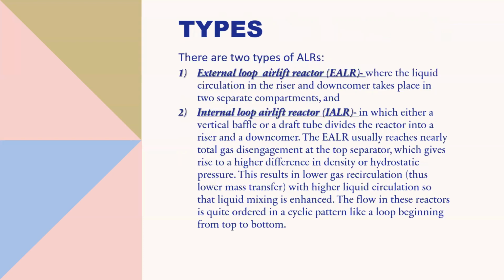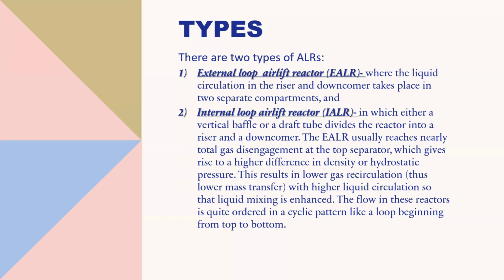There are two types of the airlift reactors. 1. External loop airlift reactor. In case of an external loop airlift reactor, the liquid circulation in the riser and the downcomer takes place in two separate compartments.